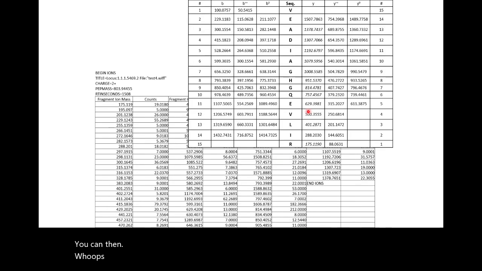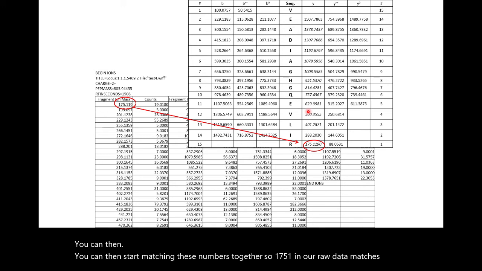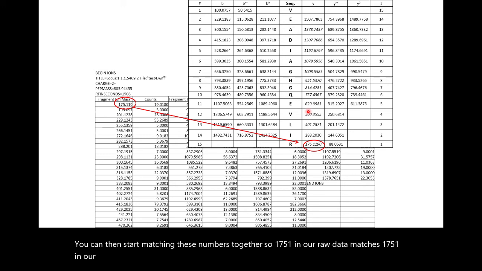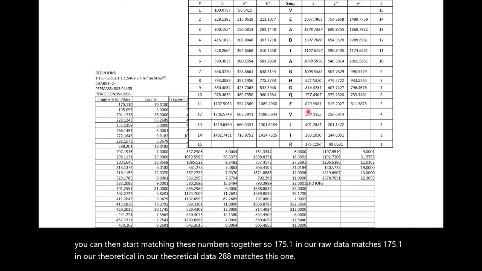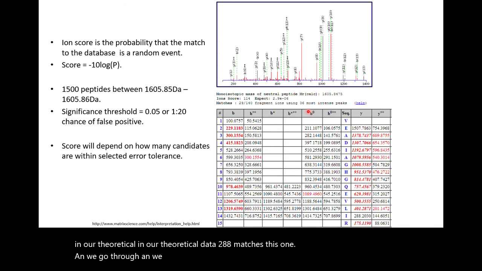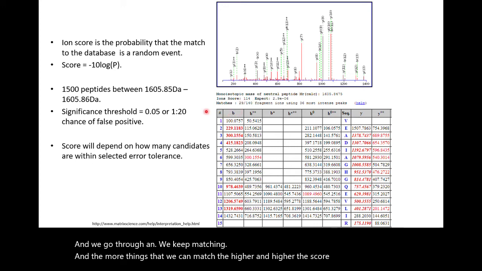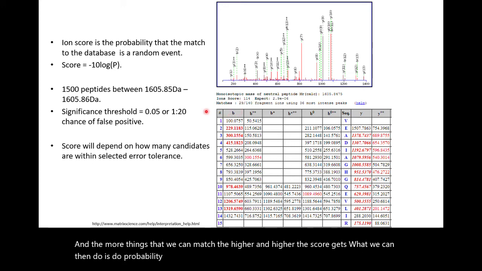You can then start matching these numbers together. So 175.1 in our raw data matches 175.1 in our theoretical data. 288 matches this one, and we go through and we keep matching. And the more things that we can match, the higher and higher the score gets. What we can then do is probability-based statistics on these things to give the probability that the match to the database is not a random event.